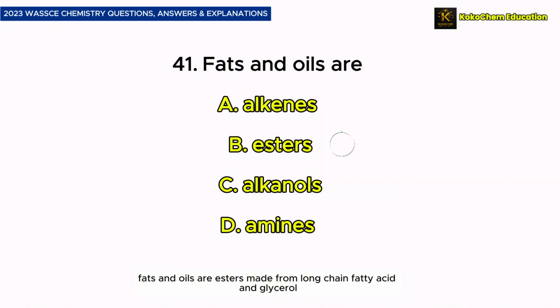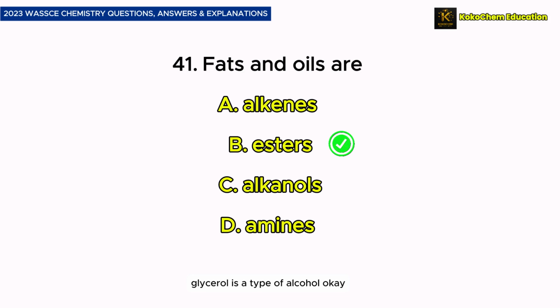Fats and oils are esters made from long-chain fatty acid and glycerol. Glycerol is a type of alcohol, okay? These ester bonds link up during a reaction called esterification. That's what gives fats and oil their structure.